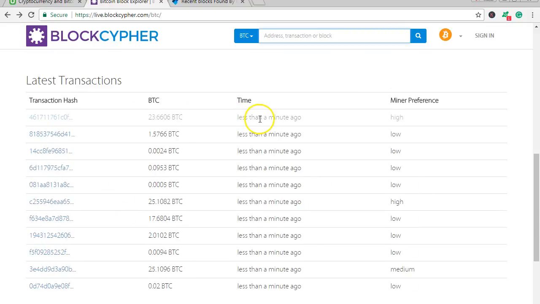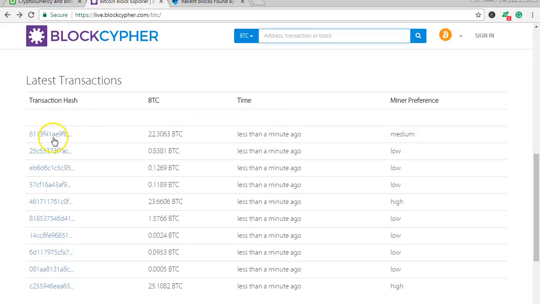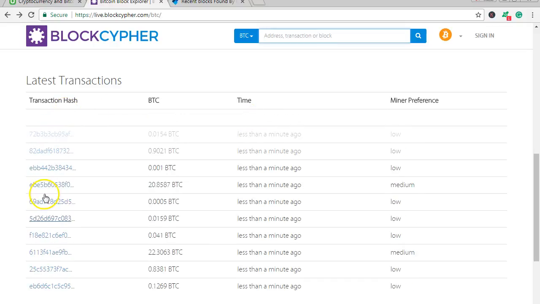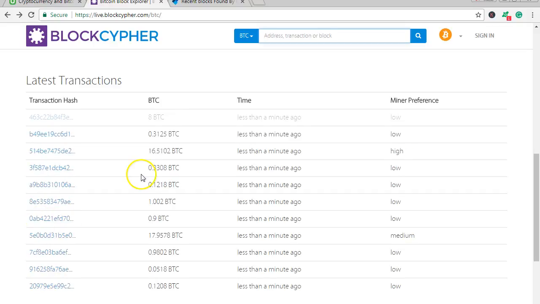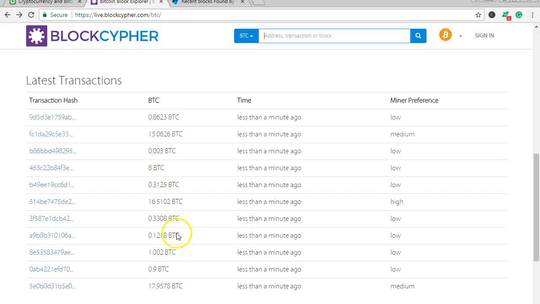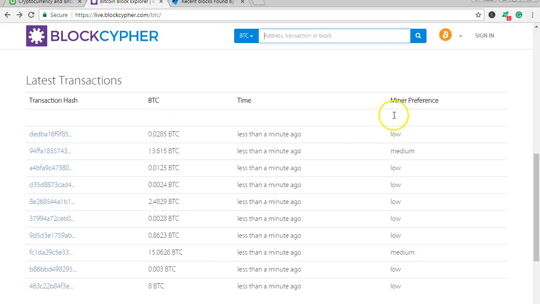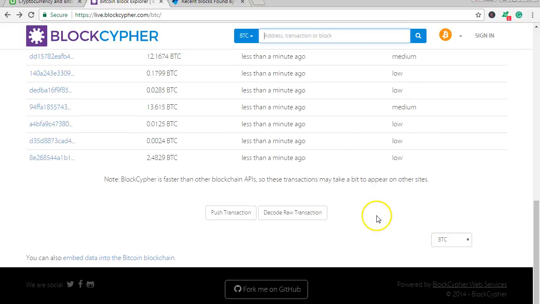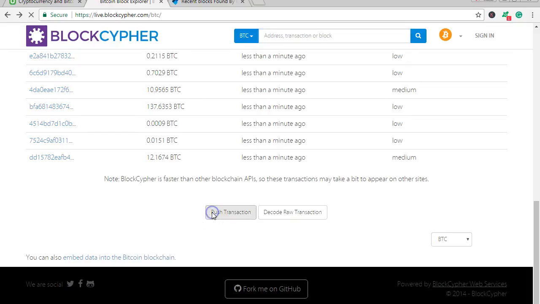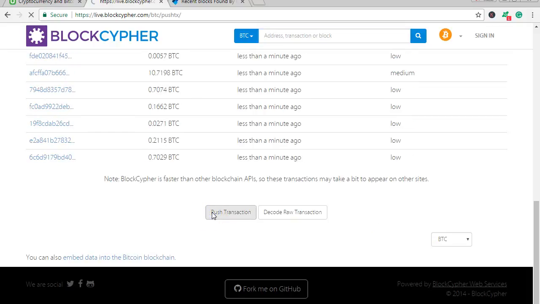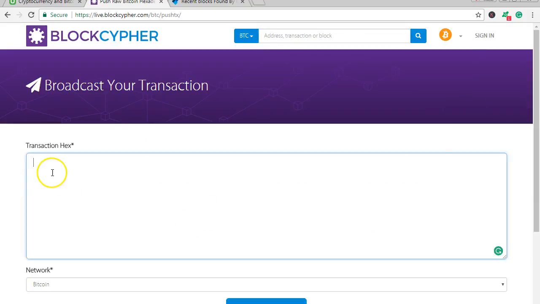Less than a minute ago, this came in, transaction hash. These are miners around the world, could be Mexico, India, Pakistan, United Kingdom. And the bitcoins here, and this in a minute, the miner preference here, all this is for you. You can push a transaction, which is outside of this course, you won't learn that here, but this is what you can do, transaction hex, network here. You can broadcast the transaction, but this is for another course, not this course.